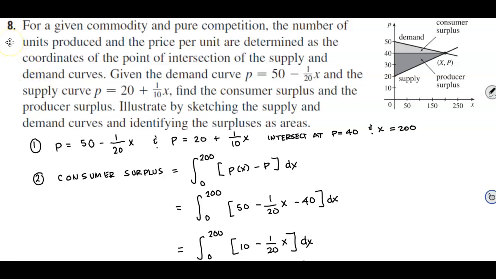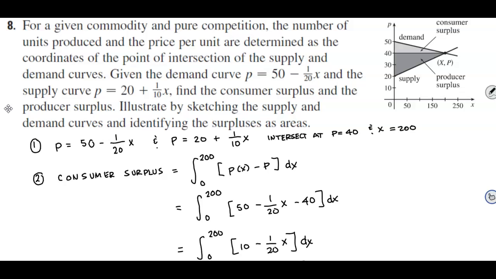For example 8, for a given commodity in pure competition, the number of units produced and the price per unit are determined as the coordinates of the point of intersection of the supply and demand curves. Given the demand curve, P is equal to 50 minus 1/20 x, and the supply curve, P is equal to 20 plus 1/20 x. Find the consumer surplus and the producer surplus.